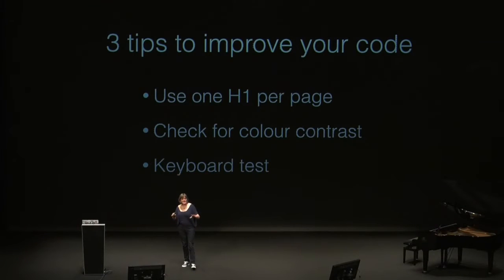To help you quickly on your way, I have three tips to improve your code. If you are a developer, one, use one H1 per page. And in that H1, tell what the page is about. This will save screen reader users so much time, because they immediately know, okay, this is what the page is about. Two, if you are a designer, check the contrast between the background color and text.